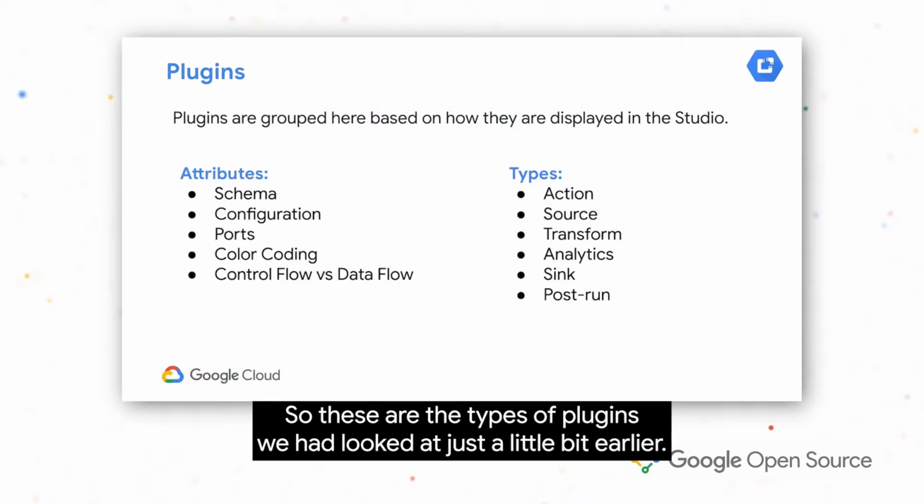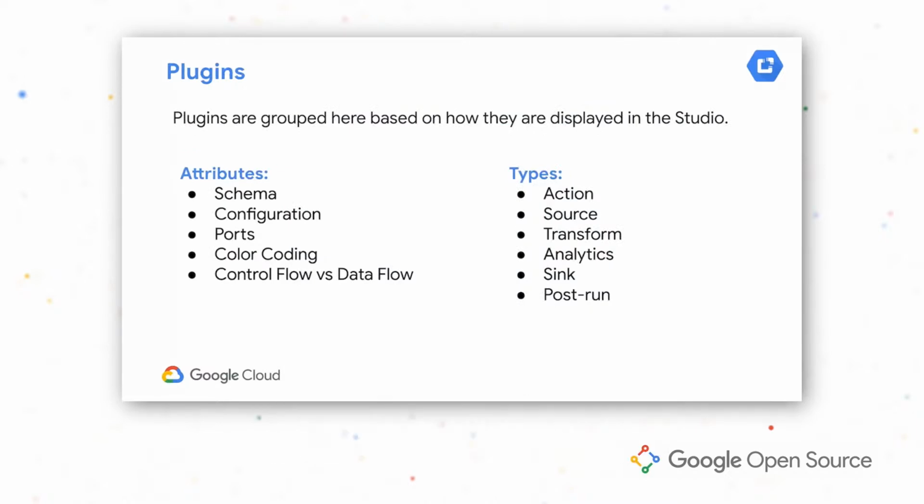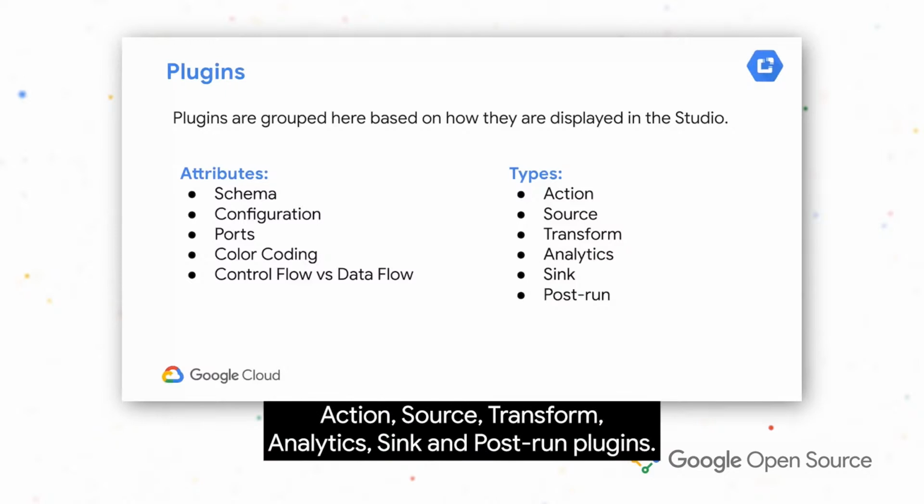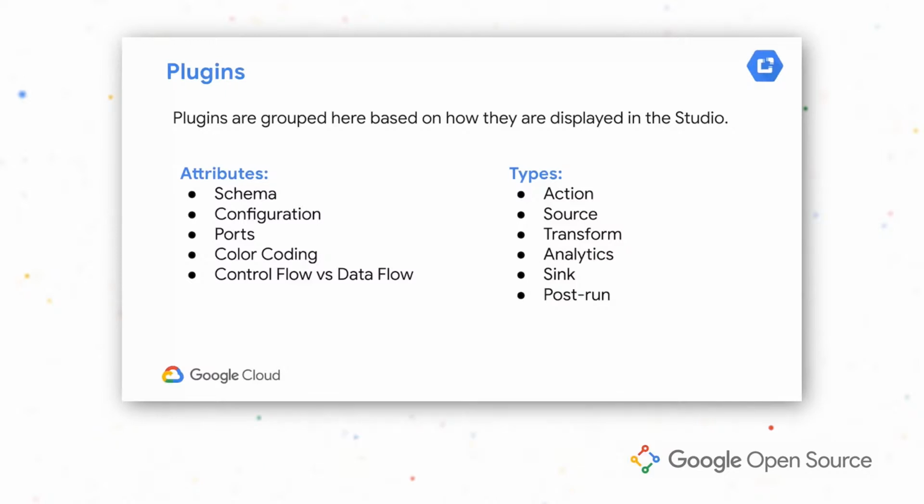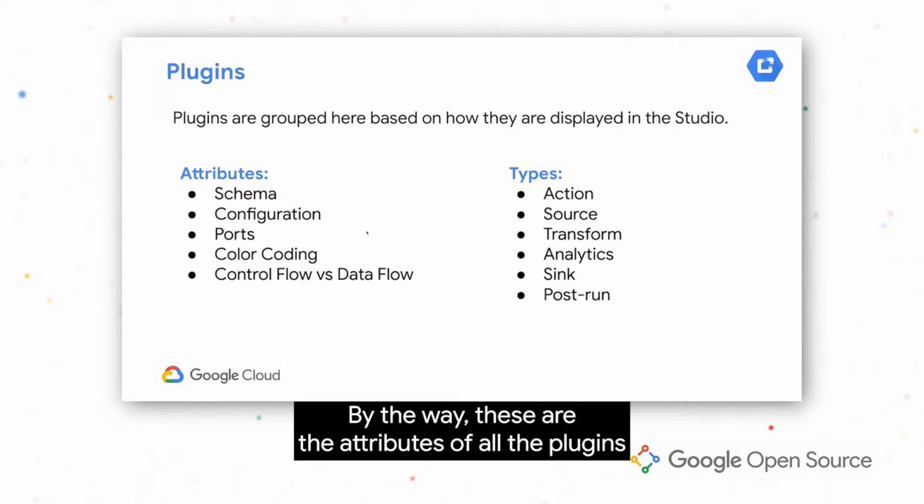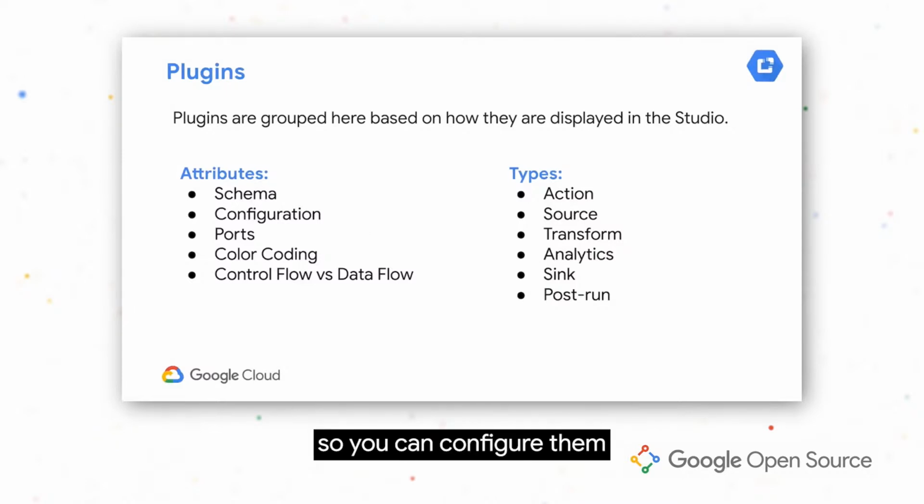So these are the types of plugin we had looked at just a little bit earlier: action, source, transform, analytics, sink, and post-run plugins. And by the way, these are the attributes of all the plugins. So you can configure them, you can write information about schema, and you can modify that.